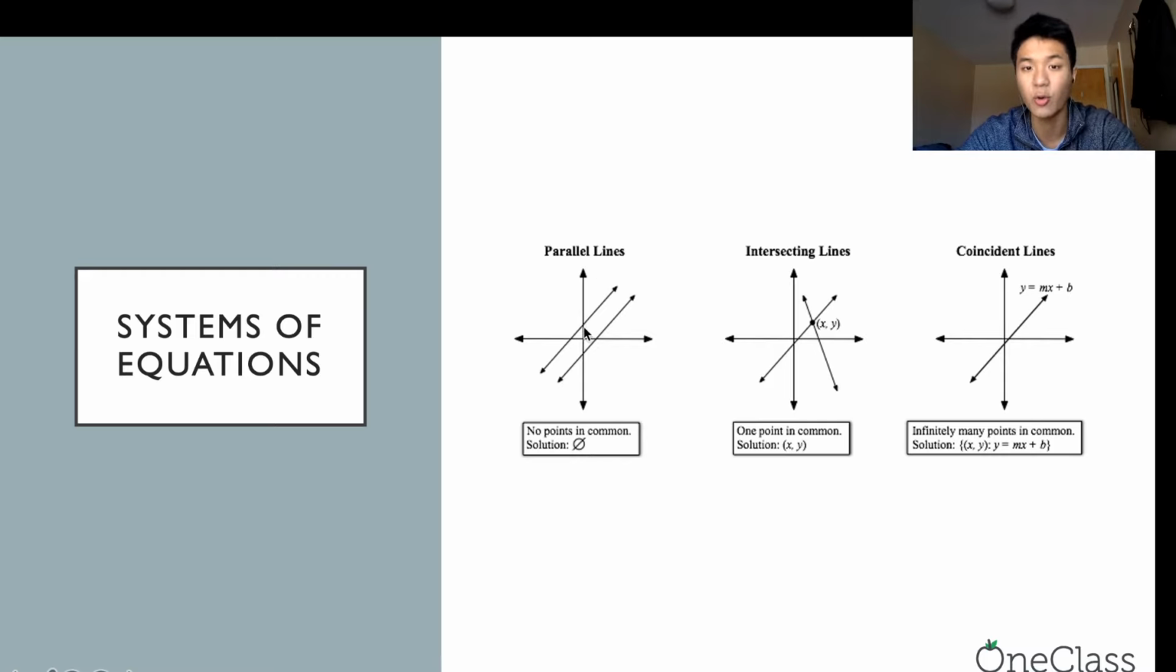You have our first less common occurrence, which is a parallel system of equations, where, as we can see, there's no points in common because these lines will extend parallel to each other indefinitely without ever touching each other, without ever intersecting, and so there will be no solution.